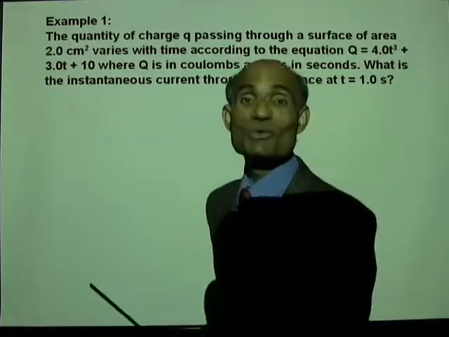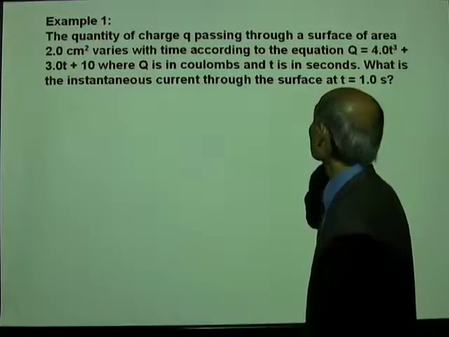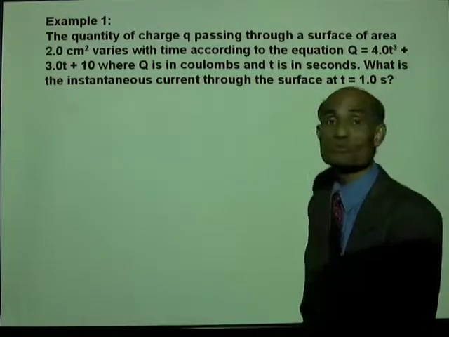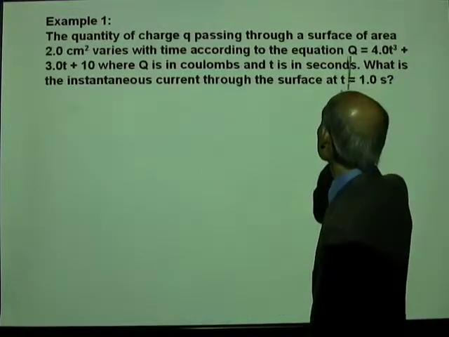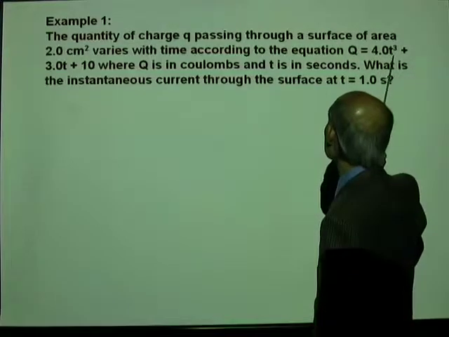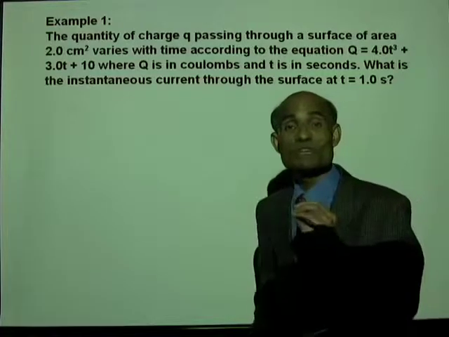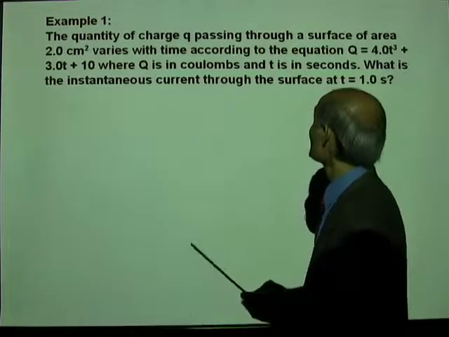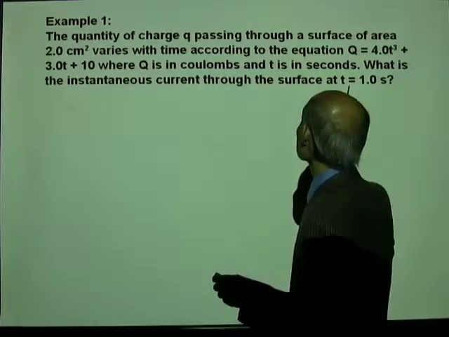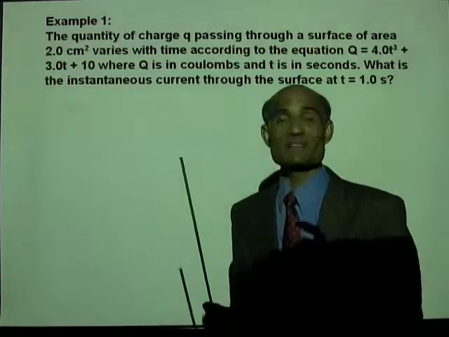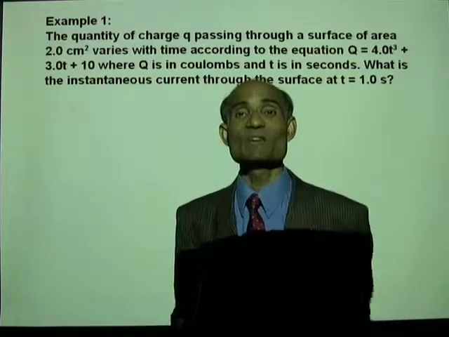Now, let's do a couple of examples. A quantity of charge Q passing through a surface of area 2 centimeters squared varies with time according to the equation Q equal to 4t cube plus 3t plus 10, where Q is in coulombs and t is in seconds. What is the instantaneous current through the surface at t equal to 1 second? What is the electric current at the instant when t equal to 1 second?